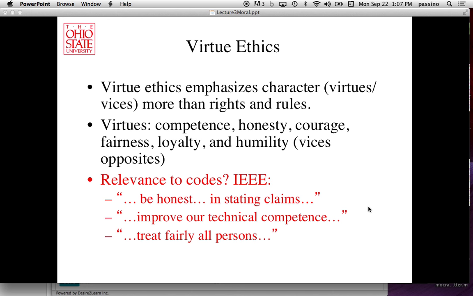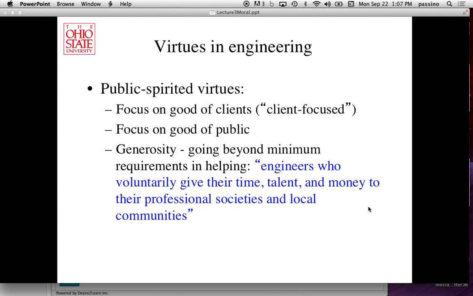So the question is, relevance to codes? These virtue ethics are in there. They're stated in the IEEE code. It says be honest in stating claims, improve your technical competence, treat fairly all persons independent of race, religion, all that, right? So this sort of moral framework plays through our codes of ethics, and it plays through our discussions about each other too. You know, if someone gets a reputation, for instance, as being dishonest, that's really bad for their professional development and so forth. So what are the virtues in engineering?